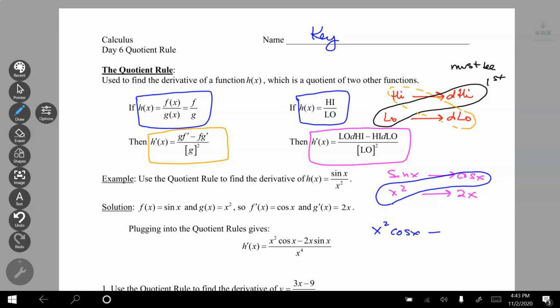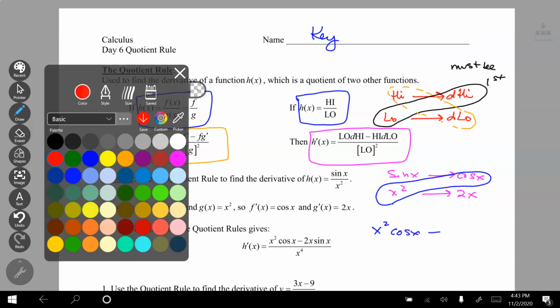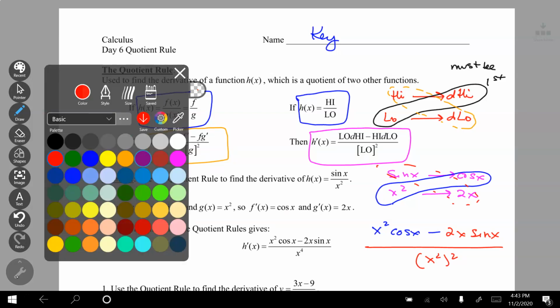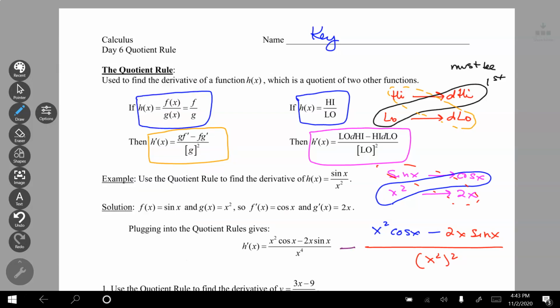And when I set this up, I do this way first, and I get x squared cosine x minus, I do the other crisscross next, 2x sine of x all over the denominator of the low function squared. So I call x squared squared. And if you notice, it cleans up. I get this result over here.